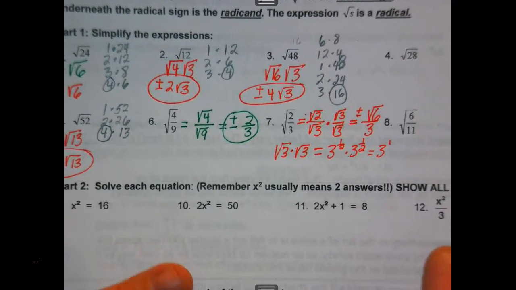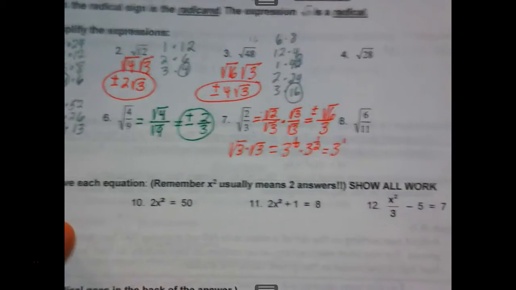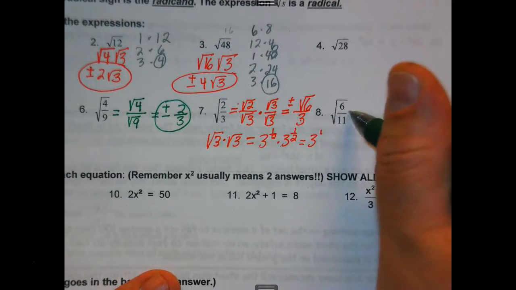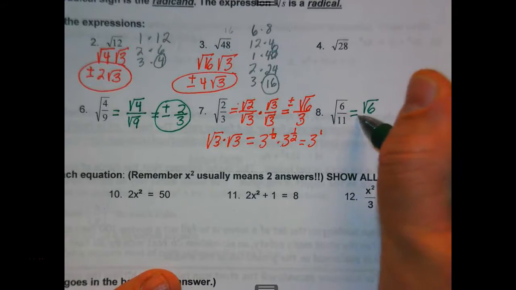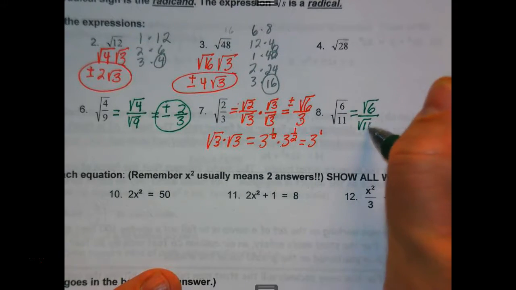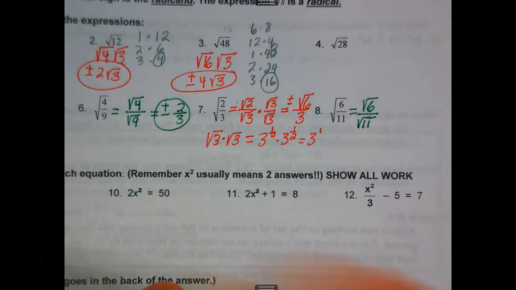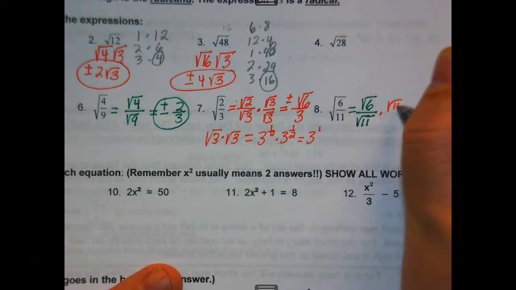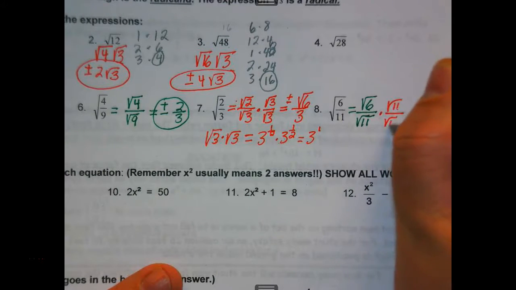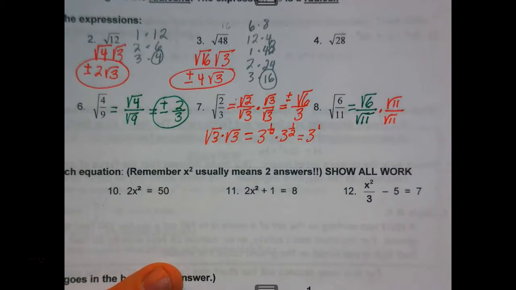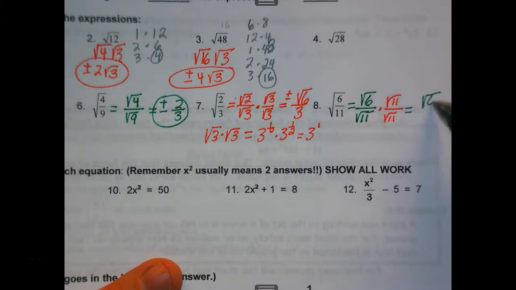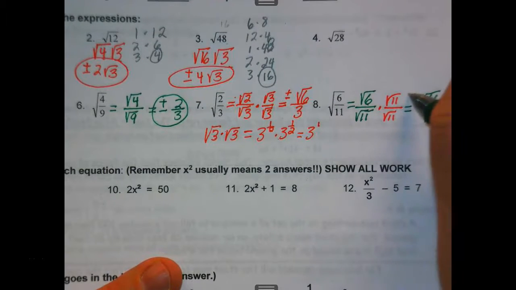Now, some of these don't work out so nice. Radical 6 divided by radical 11. So what am I going to multiply this by? Yep, radical 11 over radical 11. And I get radical 66 over 11. That's plus or minus.